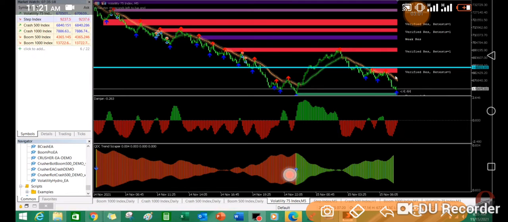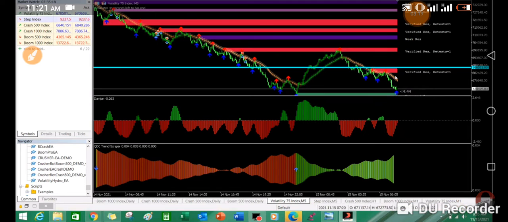And now we had an uptrend. As you can see, it gave us this green histogram here, and then the arrow comes up. Now we have this green coming out, popping up. So we enter, and our stop loss is under the blue.